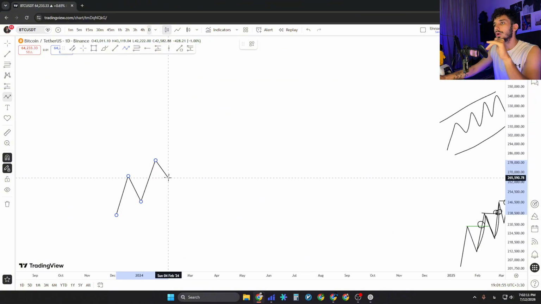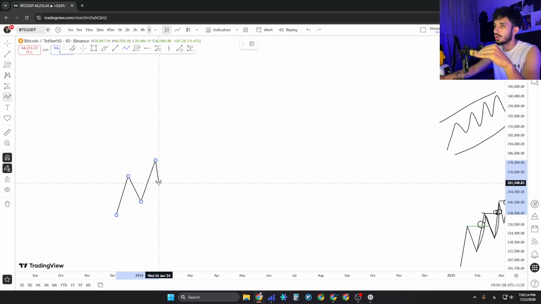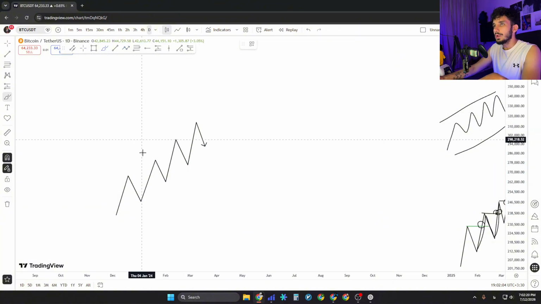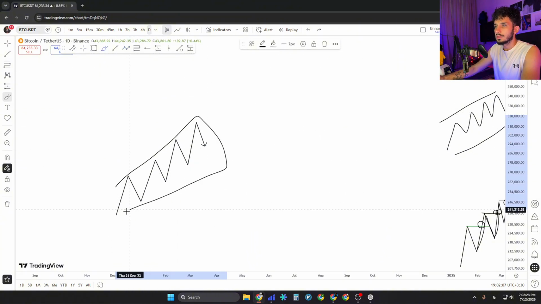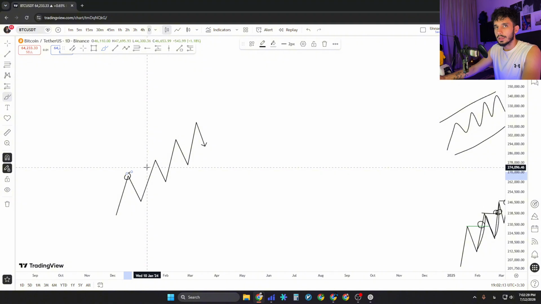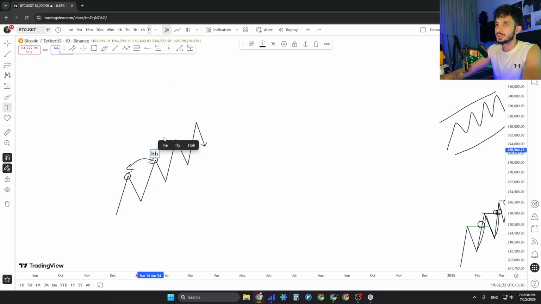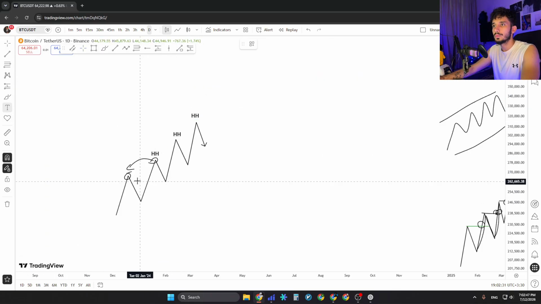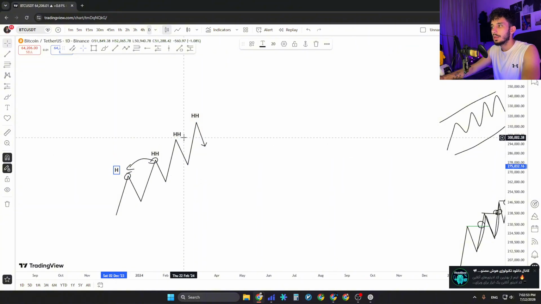Maybe you heard something like this: higher highs and lower lows, or higher highs and higher lows. I'm going to explain it to you guys. Look, when we are in a trend like this, this is a bullish trend, and for example, this is a high. This high is higher than this one, so it is a higher high. What about this one? This is a higher high too. What about this one? This is a higher high too. What about this one? This is just a high. So we have a high, then a higher high, then a higher high.